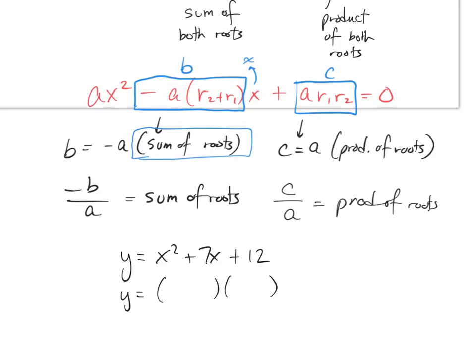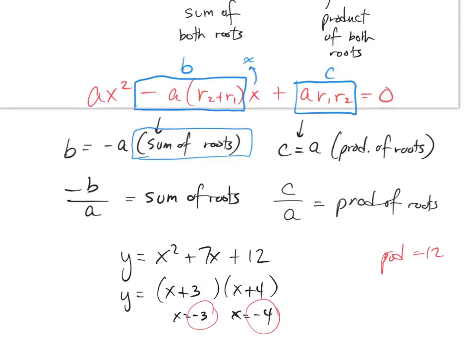X plus 3, x plus 1. Thank you. So as a result, my roots are going to be negative 3 and negative 4. Those are my roots or x-intercepts, right? Well, go ahead. Multiply those two things. What's negative 3 times negative 4? 12, right? So the product, according to this, is equal to 12.